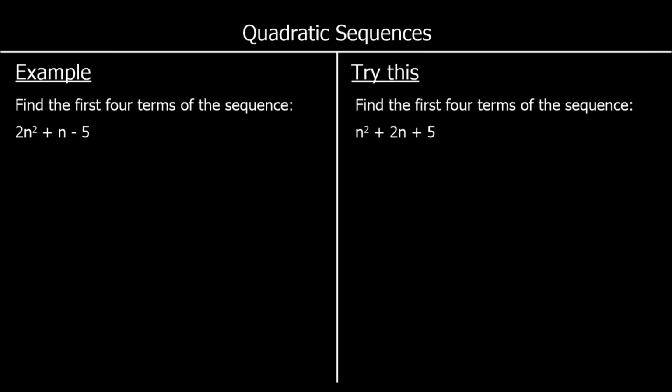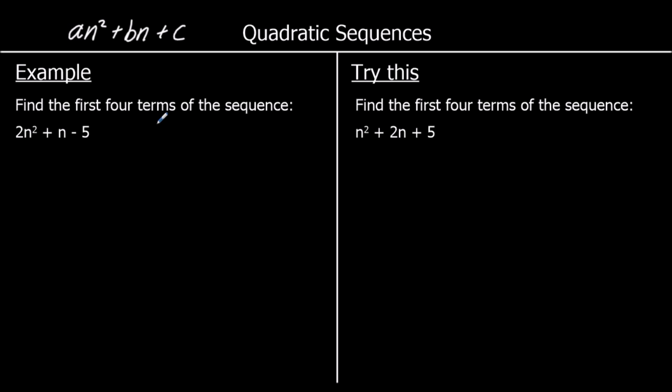A quadratic sequence is a sequence where the nth term is a quadratic. So the nth term is in the form an squared plus bn plus c. In the first example here, we're going to generate a quadratic sequence. So we've got the nth term, 2n squared plus n minus 5.